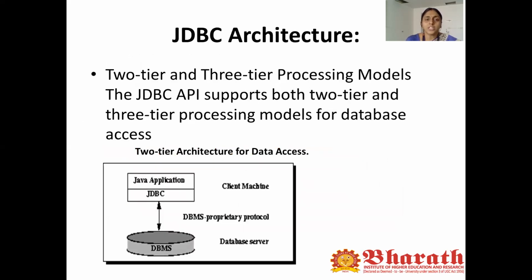And this is the JDBC architecture, and we have 2-tier and 3-tier architecture, and the JDBC API supports database access. And in the figure, we have given the 2-tier architecture for data access. In 2-tier architecture, we have the DBMS, that is the database server, and then the JDBC, which is mainly connecting to the Java application on the client machine. And we use the DBMS proprietary protocol to access the data from the data source.